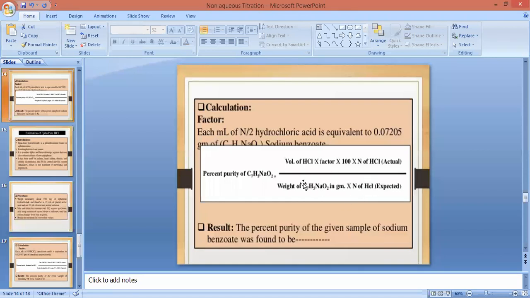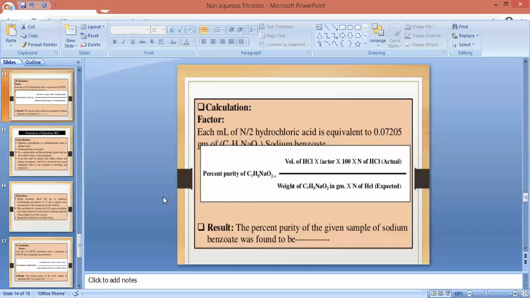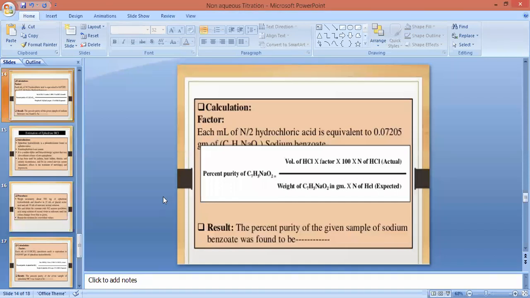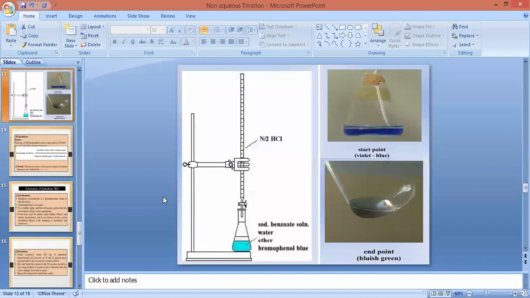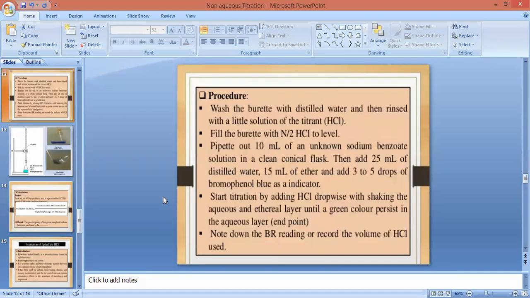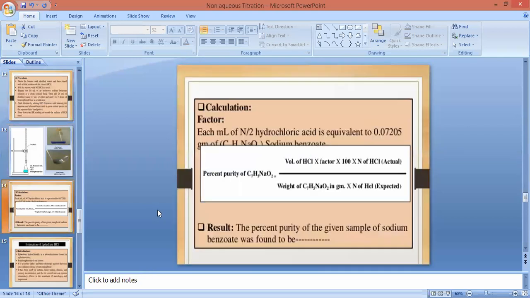So by putting all the values into the percent purity formula, we can find out the concentration of sodium benzoate. So this is the estimation method of sodium benzoate by non-aqueous titration. The organic solvent used in the case of sodium benzoate is ether. Next, the indicator used is bromophenol blue. And the standard solution used is HCl.